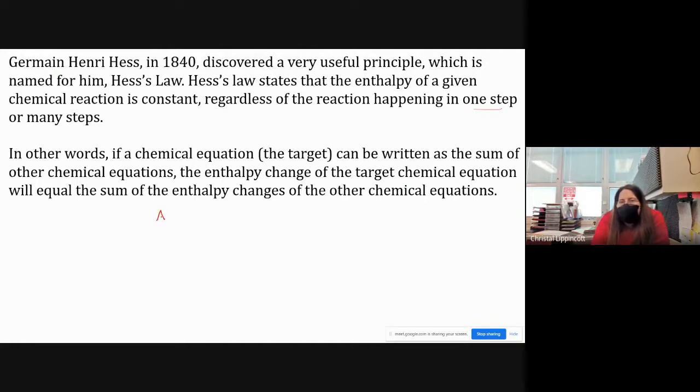So if you have a multi-step reaction like A and B, this is step 1, this is step 2, and your overall reaction is here. A plus B will give you your overall. If you know the enthalpy here and the enthalpy here, you would add them together to get the overall. Make sense? Easy enough?